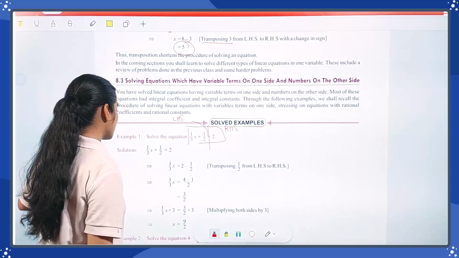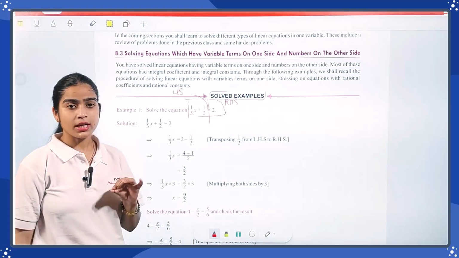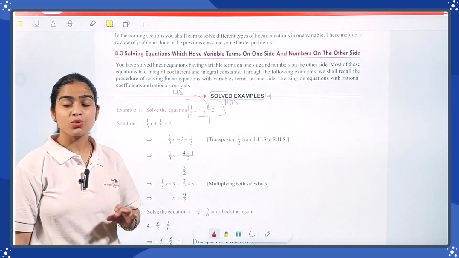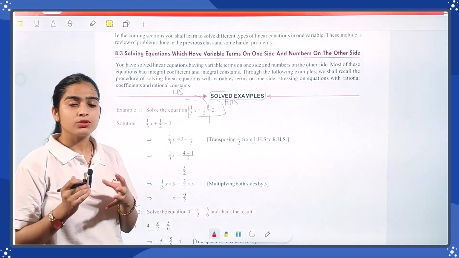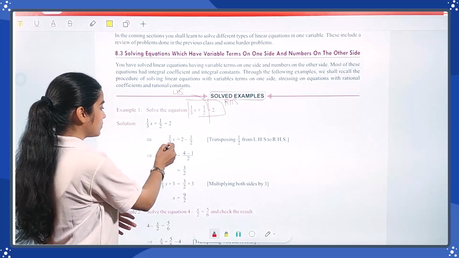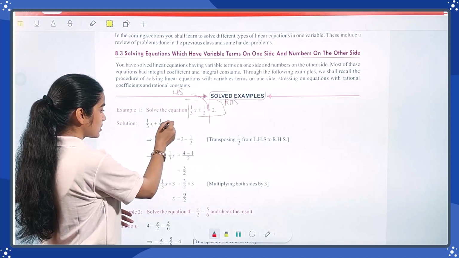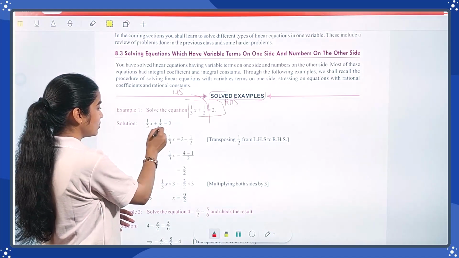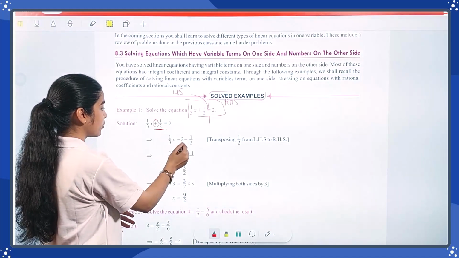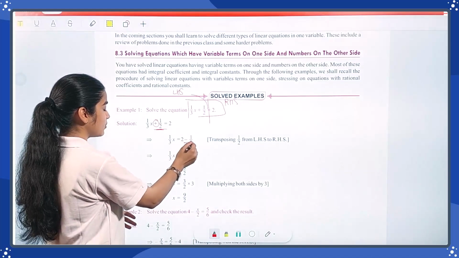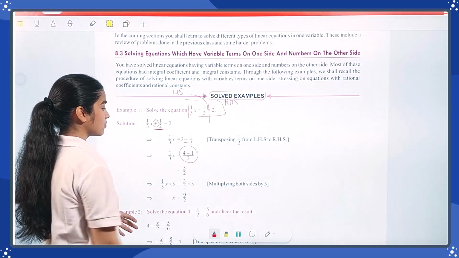Now we have to solve this equation. First of all understand this: when you have variables, don't change their side. First deal with your numbers. Okay, so 1 by 3x is equal to 2 plus 1 by 2. When we change the side, the plus 1 by 2 is converted into minus. So 2 minus 1 by 2 is equal to 4 minus 1 upon 2.